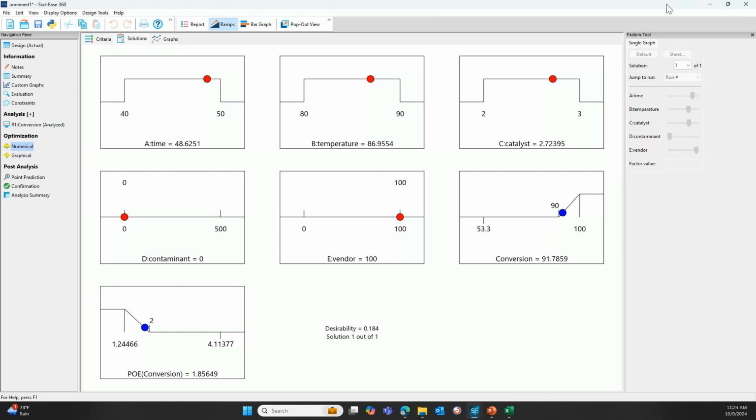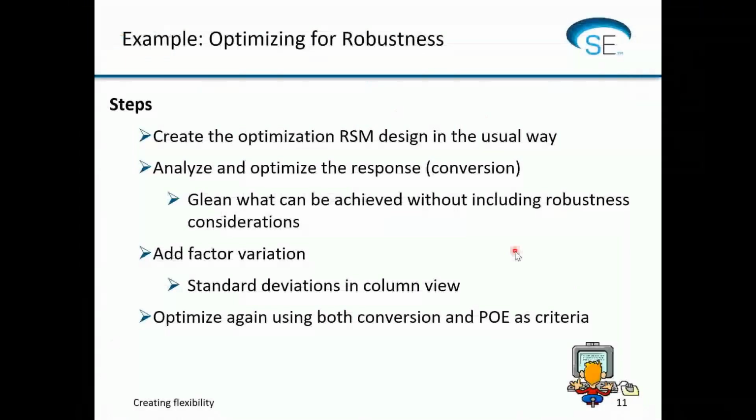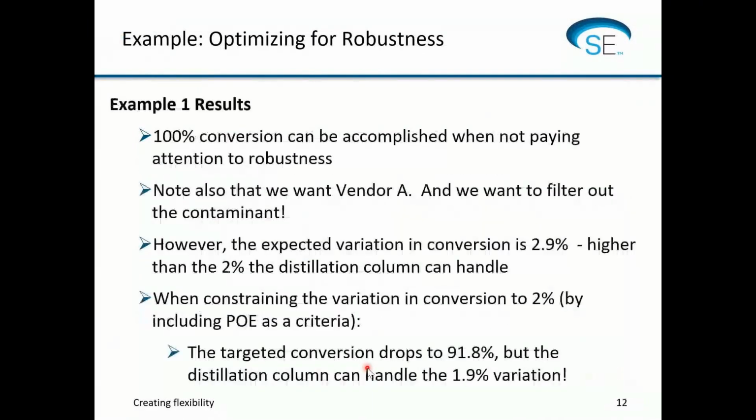Okay, so that's the principle of POE and how we can use it in the optimization process. So let's go back to the slides then. So what did we find? Well, if we don't pay attention to POE, we get 100% conversion. We also know that we want 100% vendor A, so we can lock that in and do the filtration to keep that contaminant out.